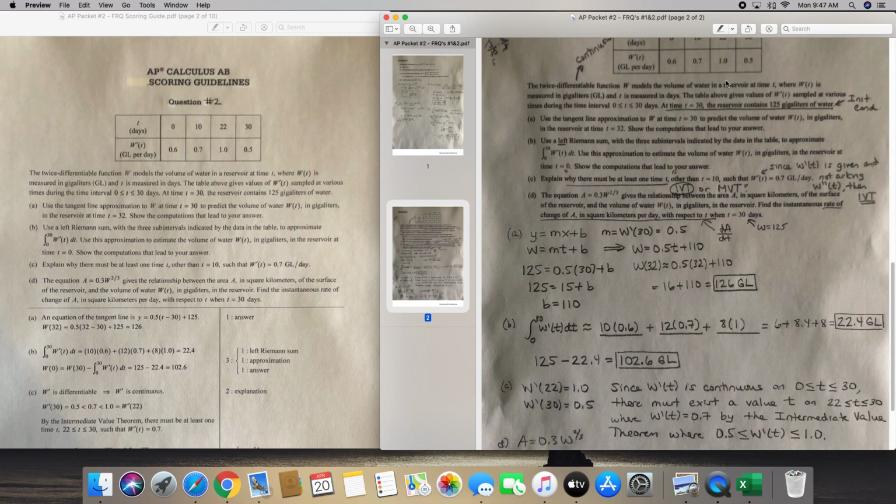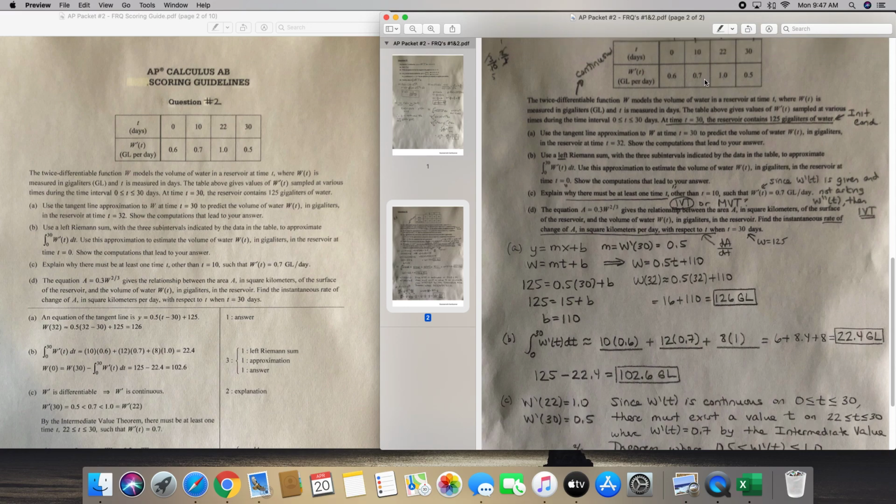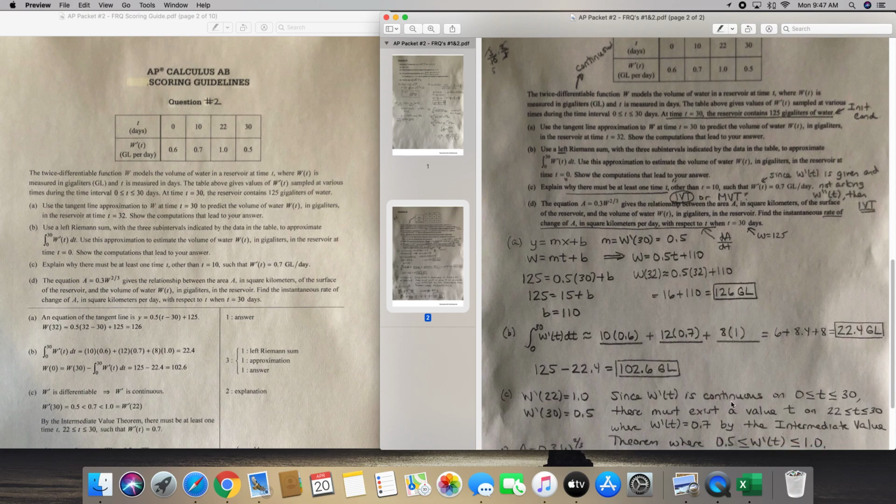So it says here that at t equals 10, we already know that it's 0.7, but it's saying other than that one instance, is there another case where this happens? And the answer is yes. In fact, if you look at the time t equals 22, we know that w prime is equal to 1, and that at t equals 30, w prime is 0.5. That means somewhere along the way, from 1 to 0.5, it had to have been a value of 0.7. And we know that this is going to be the case because that value is intermediate of these two numbers right here.